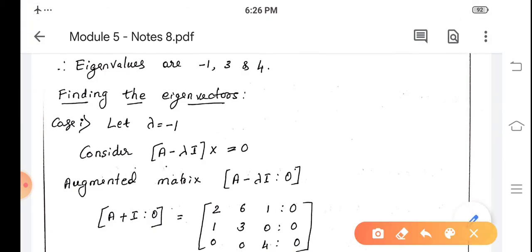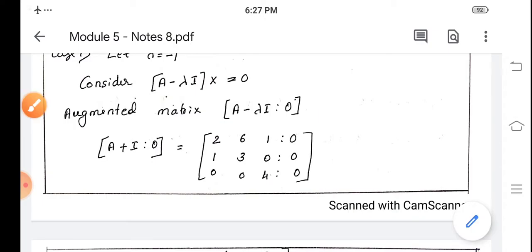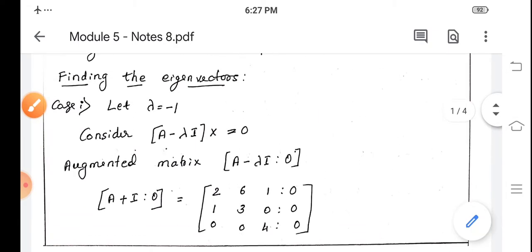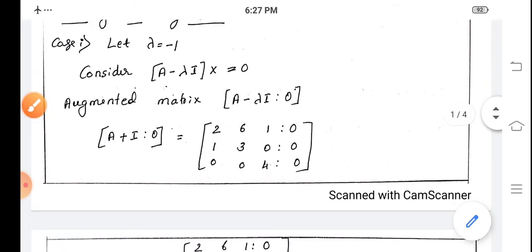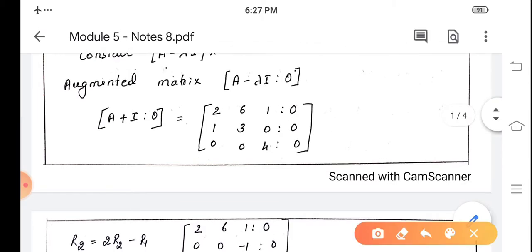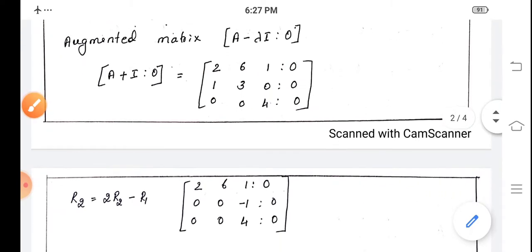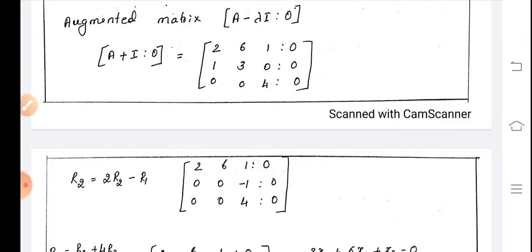In the first case, let us take eigenvalue lambda equal to minus 1. We find the eigenvector for this eigenvalue. We write the augmented matrix as A minus lambda I augmented with 0. But since lambda equals minus 1, the augmented matrix is A plus I augmented with 0. That is first row 2 6 1 0, second row 1 3 0 0, and third row 0 0 4 0. Then we reduce it to echelon form using row operations.